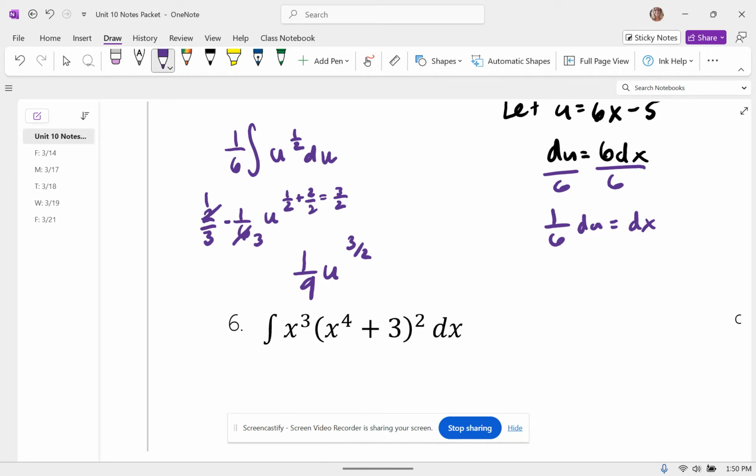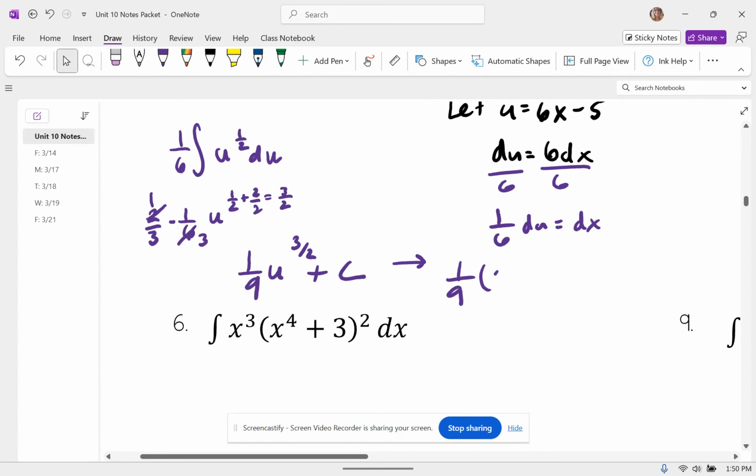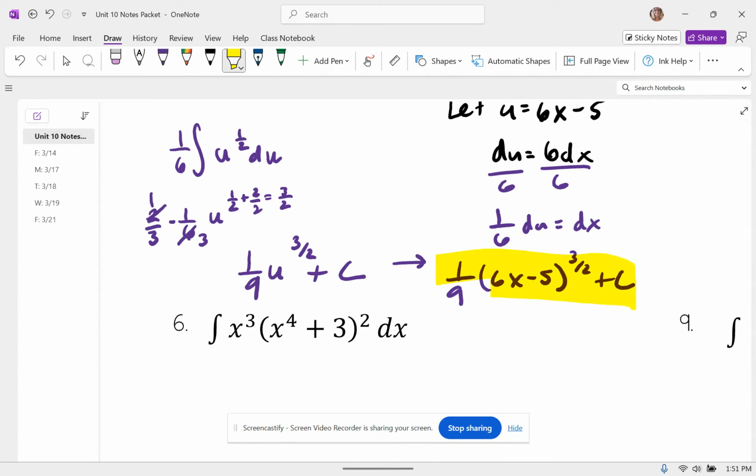Okay, so now we have integrated, and we are now going to put x back in for u. I just scored a touchdown. I got it right. No, I didn't. I wrote my final answer without the u. Oh, no.